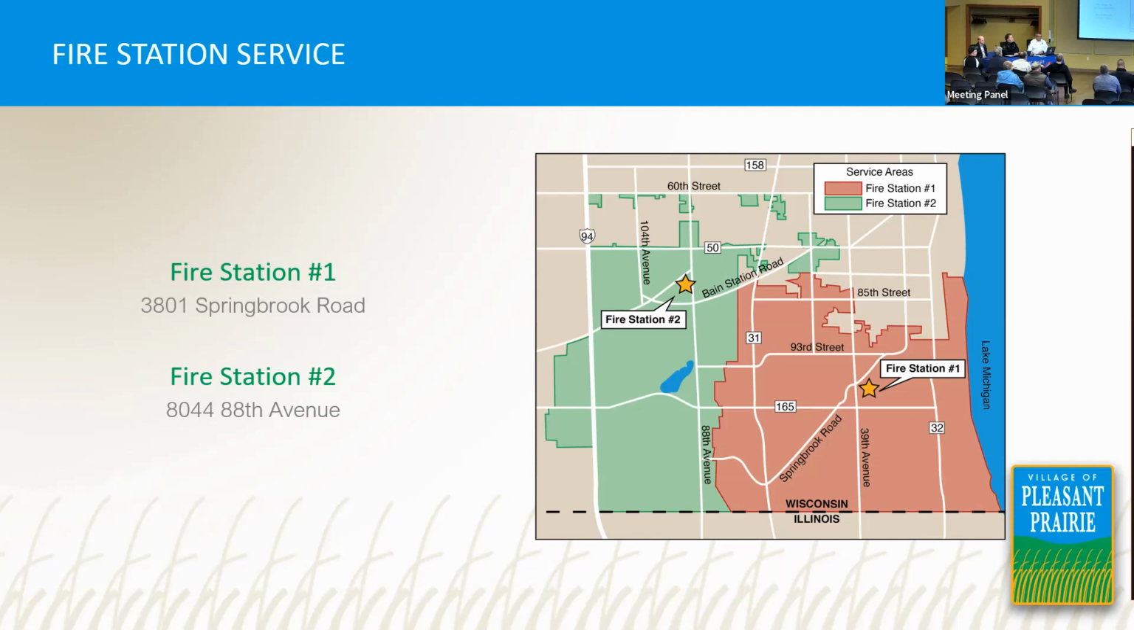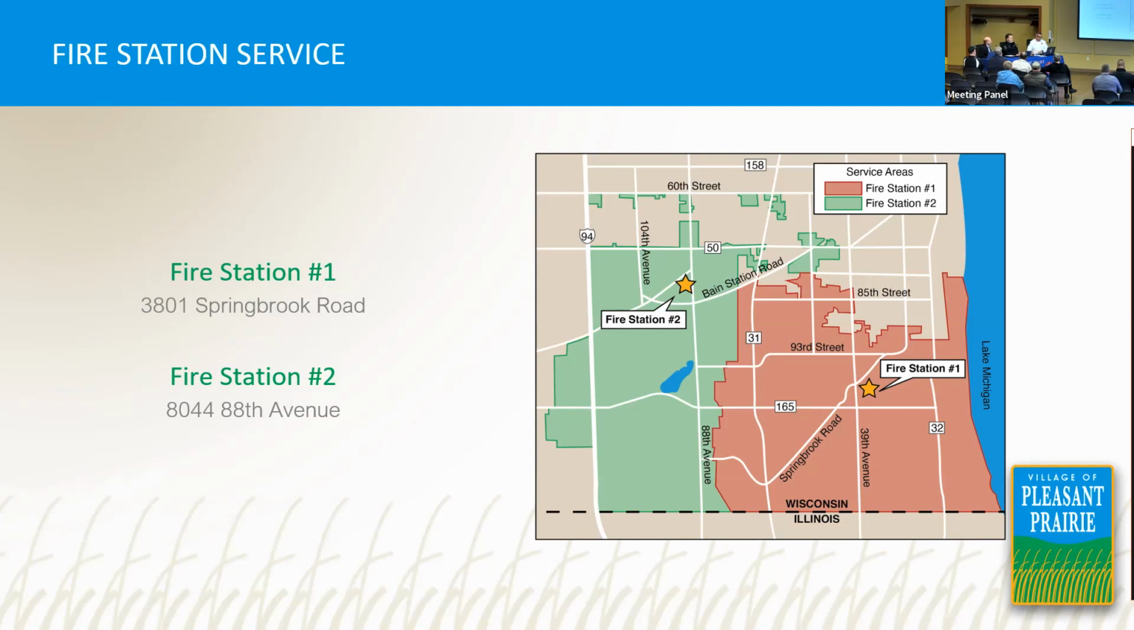The second station out County H and Highway C was built in 1973 and had various uses, including the police department, and then later was renovated in 1999, which is now our Station 2 and our administrative offices.